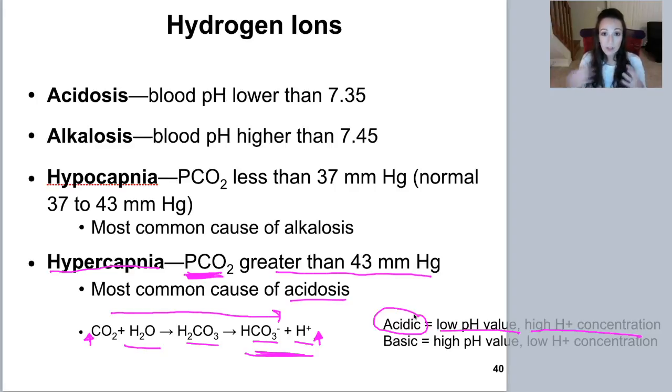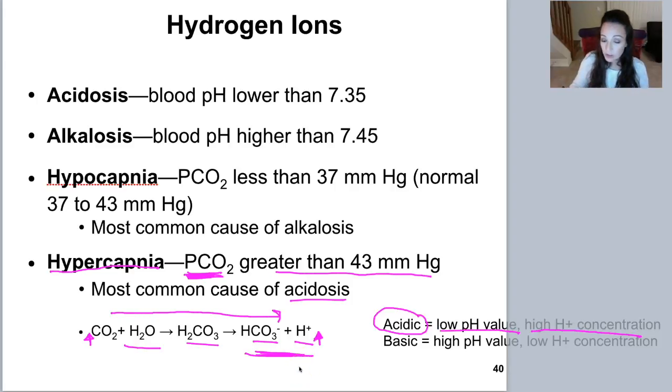And then give yourself another example. Say, what if my bicarbonate levels are a little bit too low? Then what will happen? What if my hydrogen ion levels are too high? Then what will happen? Okay, so really practice with these so you can get the hang of how this equation shifts and how that affects our body's pH. All right.